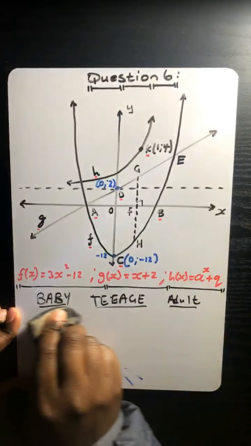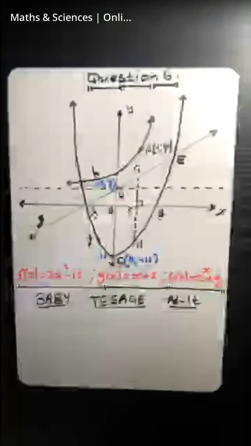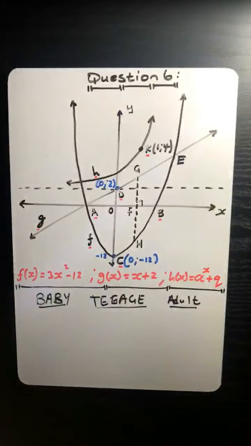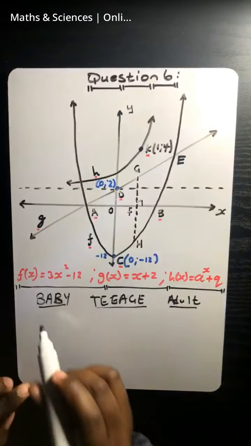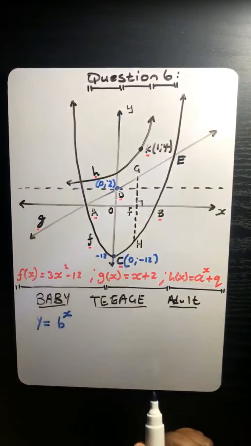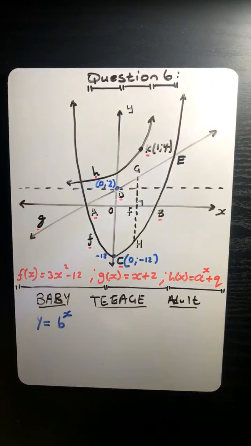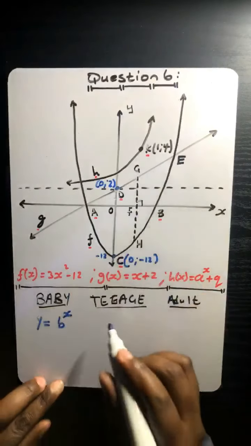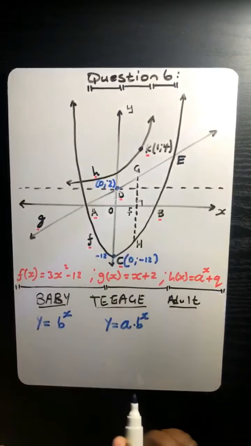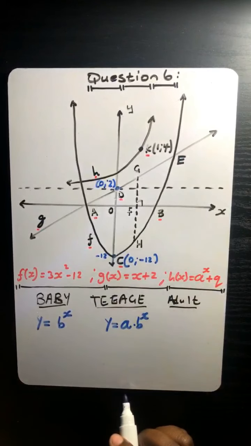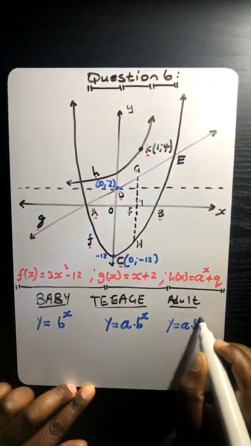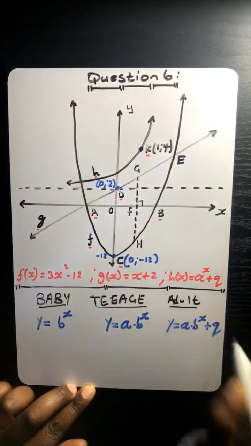So now let's get to that one of a hype. What is it? An exponential. So how does an exponential function at a baby stage look like? We said it is just y equals b to the exponent x. Because human beings grow from a baby stage to a teenage stage. This is why it's equals to, now we add a over there, a b to the exponent x, it still remains. Very, very much important, ladies and gentlemen. So at an adult stage, we still have a b to the exponent x, and then we have plus q.